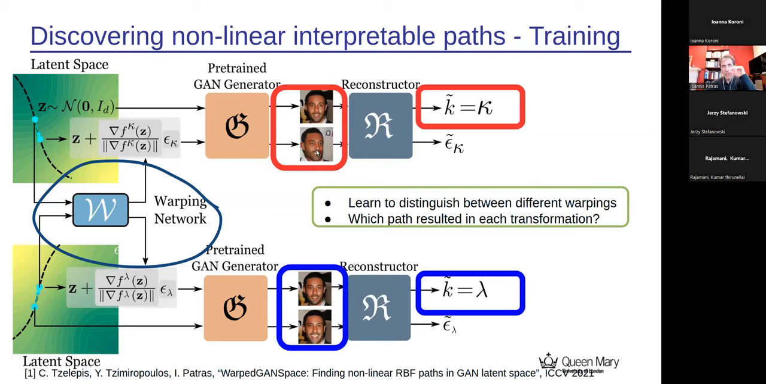Now, the reconstructor is trained in collaboration with the warping network, such that the warping network is trying to generate paths such that walking along a certain path creates differences that are different than the differences that are created if you follow another path, so that it makes the job of the reconstructor easier. By doing that, it leads to paths that control visually different changes, and in the end, paths that control different visual attributes.